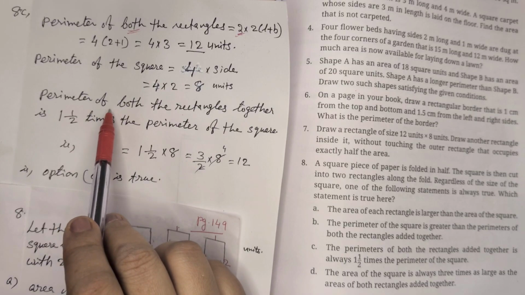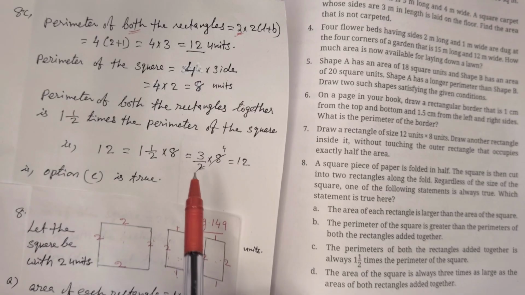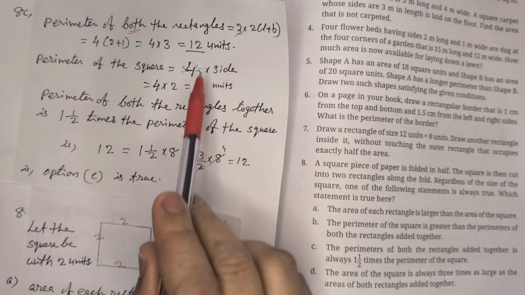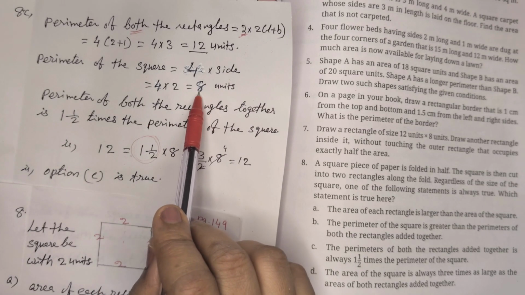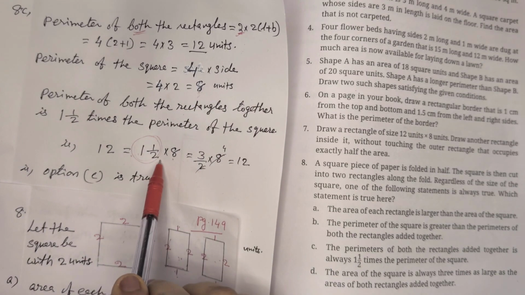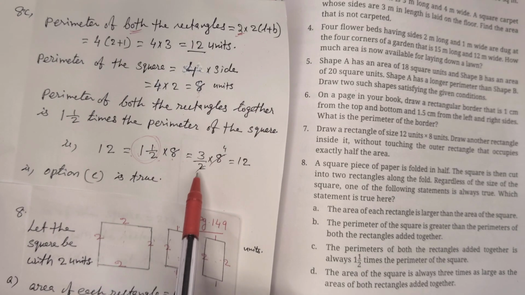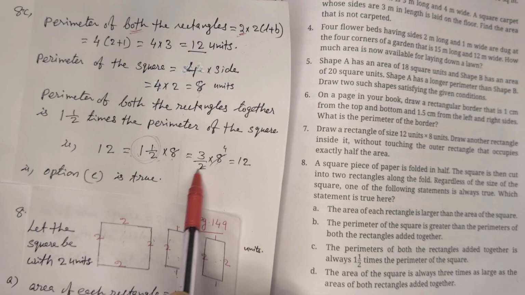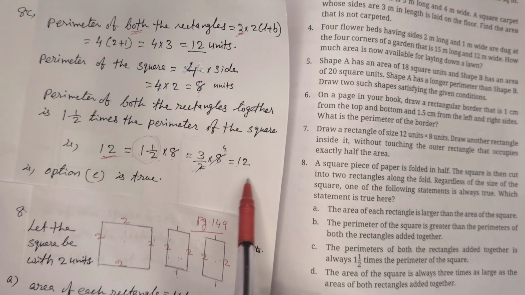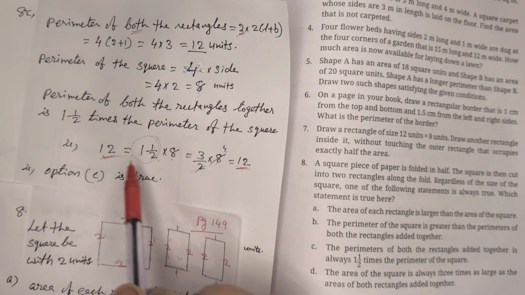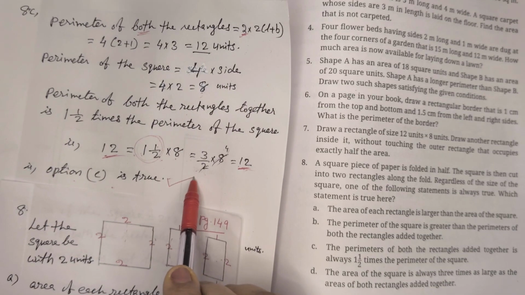So 12 units. The perimeter of the square is 4 into side, 4 into 2, it will be 8 units. Now it's given that the perimeter of both the rectangles together is 1.5 times the perimeter of the square. We can check that. The perimeter of the rectangles is 12. Is 12 equal to 1.5 times the perimeter of the square, 8? 1.5 converted into an improper fraction is 3 by 2, into 8. Simplify that, divide by 2, here 4, 4 into 3, 12. So we are getting the left side and right side of the equal sign as the same number, which means option C is true.